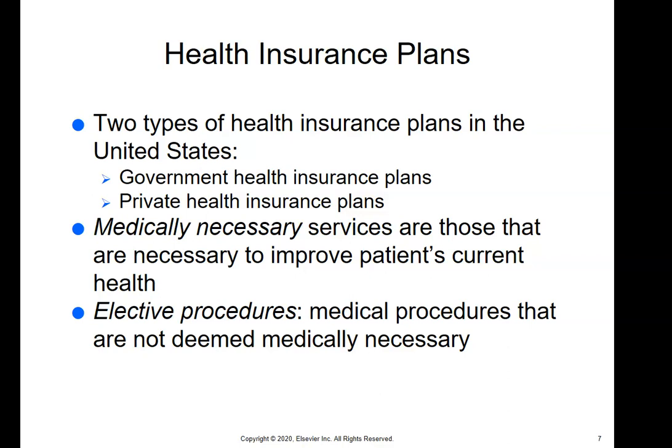Health insurance plans. There are 2 types of health insurance plans in the United States. You've got your government health insurance plans and private health insurance plans. Then you've got medically necessary services, which are those that are necessary to improve patients' current health. And then your elective procedures. These are medical procedures that are not deemed medically necessary. Preventative care could also include services that help prevent certain illnesses or that lead to an early diagnosis.